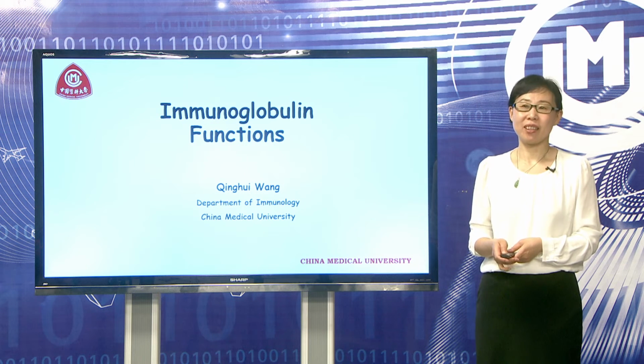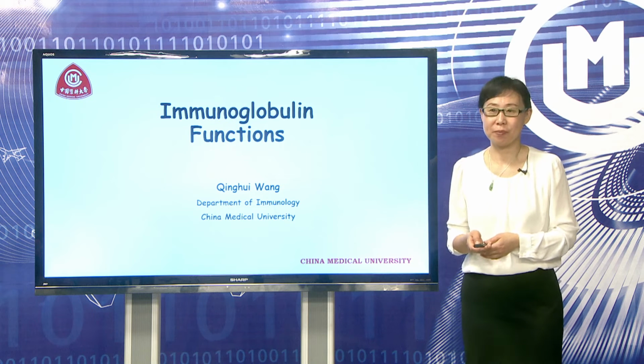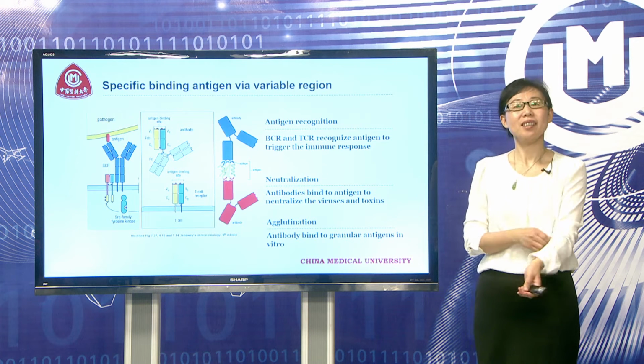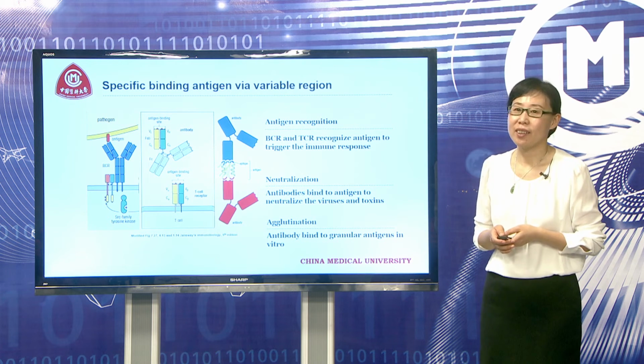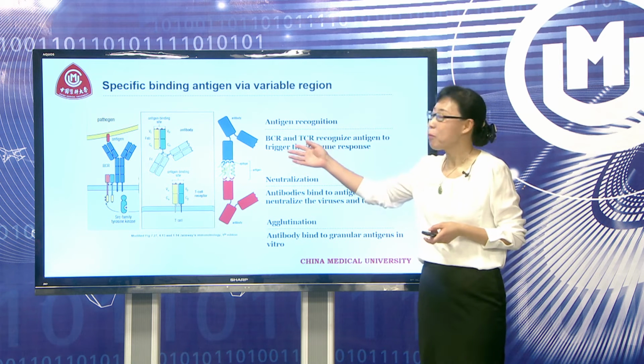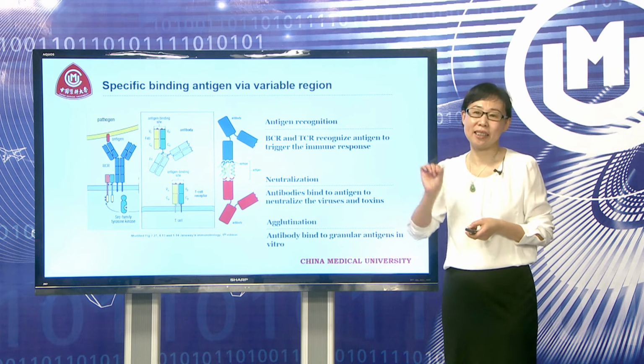Welcome to today's lecture. Today we are going to talk about immunoglobulin functions. In the last section we talked about the structure of the immunoglobulin. As you see, the variable region of the immunoglobulin contains the antigen binding site.